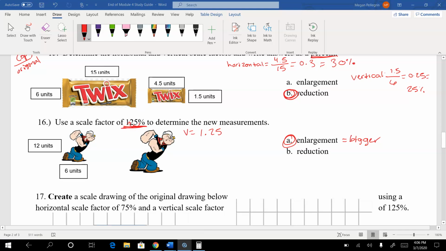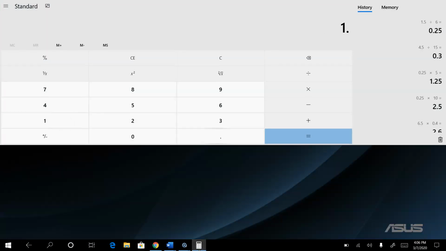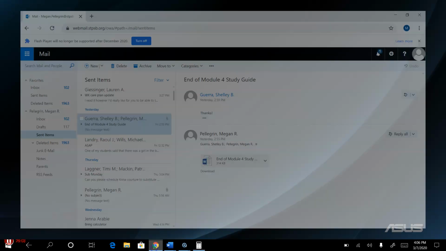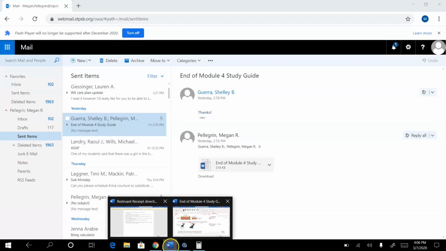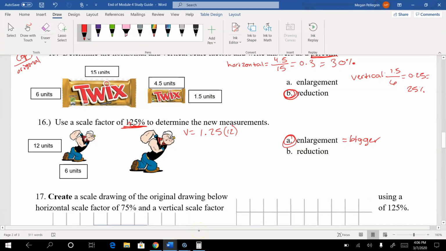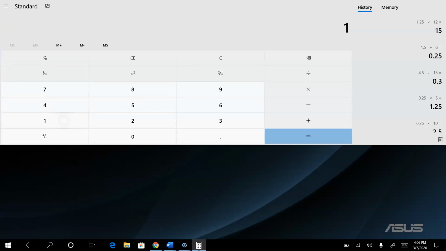So the vertical is 1.25 as our percent times 12. So 1.25 times 12 is going to give me 15. So the vertical is going to be 15, and then the horizontal, 1.25 times 6, equals 7.5.